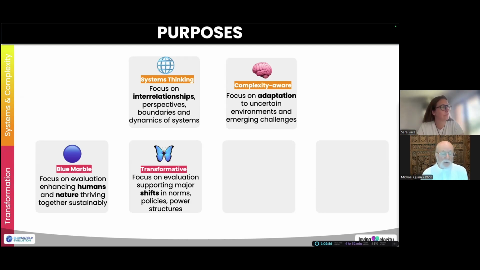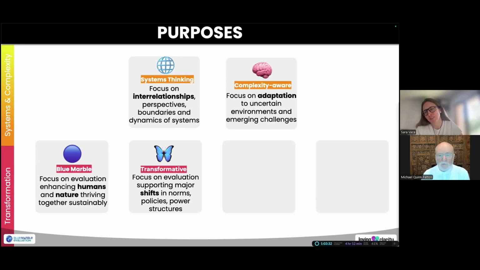Another one is transformative. The transformative approach specifically by that name is aiming to shift norms, policies, and especially power structures. Make sure that those people who are traditionally at the bottom of the power structure, they are empowered, they are engaged, they're included, and that it is aimed at transforming the elite power structures into more inclusive structures. And that transformation itself in power leads to other kinds of transformations.